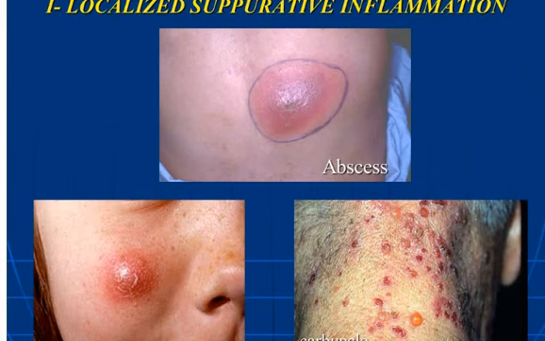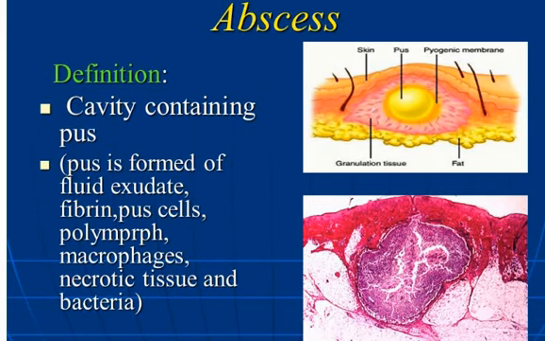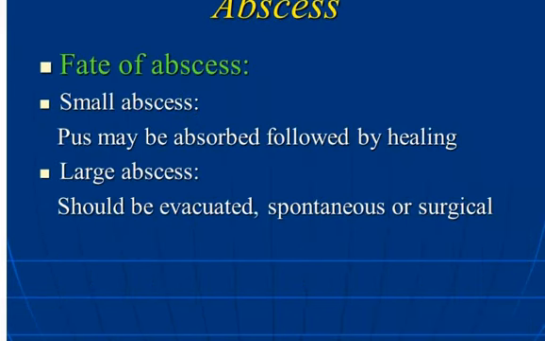Localized suppurative inflammation: abscess, carbuncle, furuncle. Abscess definition: a cavity containing pus. Pus is formed of fluid exudate, fibrin, pus cells, polymorphs, macrophages, necrotic tissue and bacteria. Fate of abscess: a small abscess, pus may be absorbed followed by healing. A large abscess should be evacuated, spontaneous or surgical.